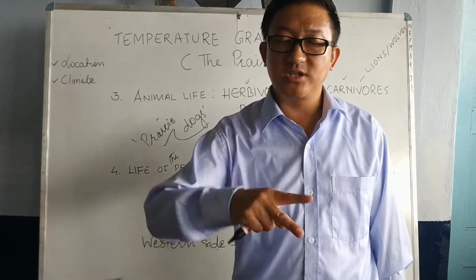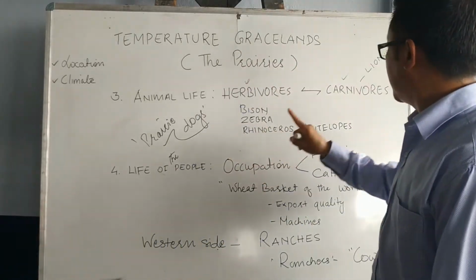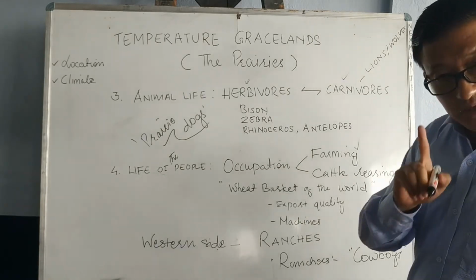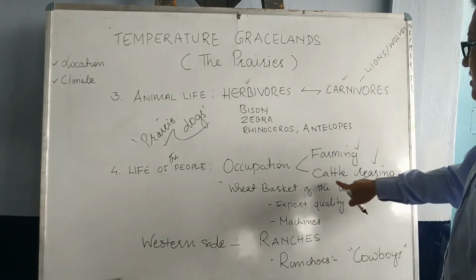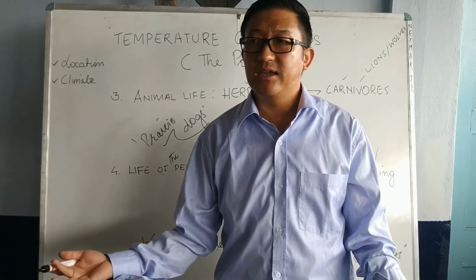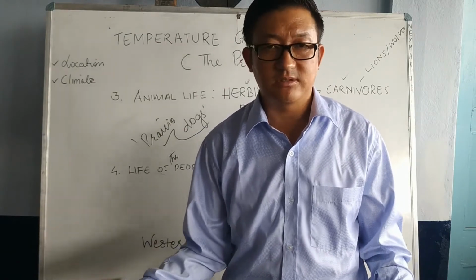Their occupation is two. One is farming. I have written here. Where? Farming. Okay. Another is cattle rearing. What is cattle? Cattle comes cow. They keep animals for livelihood. That is cattle rearing. Right?